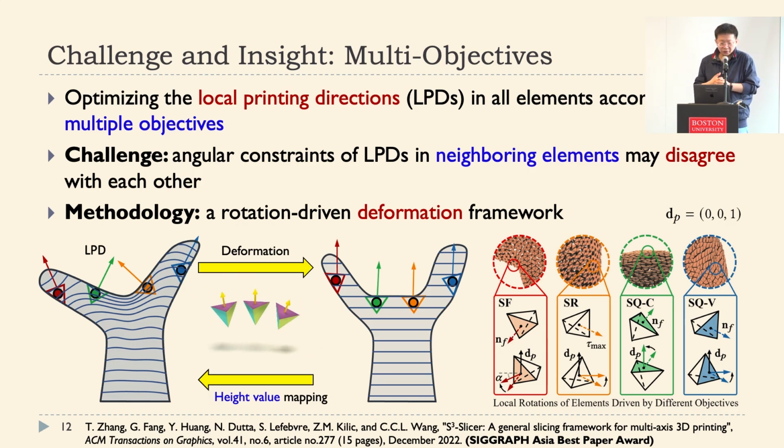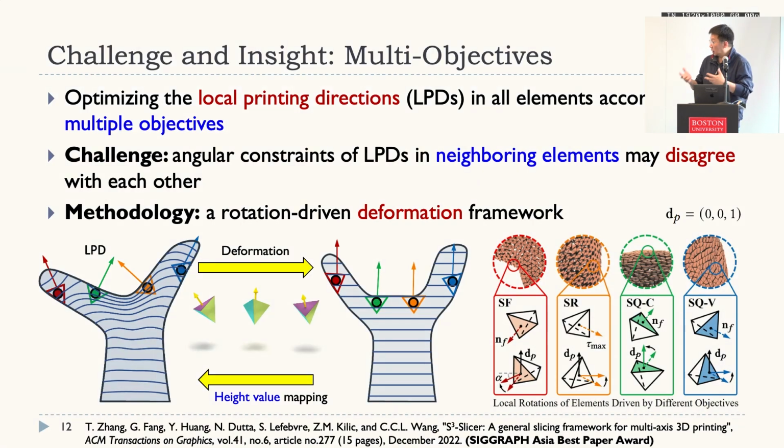So what we are trying to do is find a way to define a local printing direction inside of every element, every local region. We're trying to define all those local printing directions so that they are compatible with each other. And then I think about what the requirements of those local printing directions are if we are trying to satisfy certain requirements. The first thing, support-free.